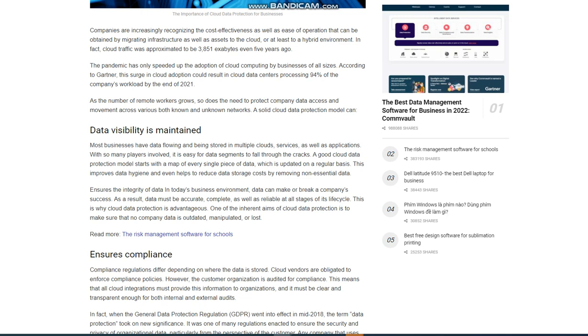It also ensures the integrity of data. In today's business environment, data can make or break a company's success. As a result, data must be accurate, complete, as well as reliable at all stages of its life cycle. This is why cloud data protection is advantageous. One of the inherent aims of cloud data protection is to make sure that no company data is outdated, manipulated, or lost.